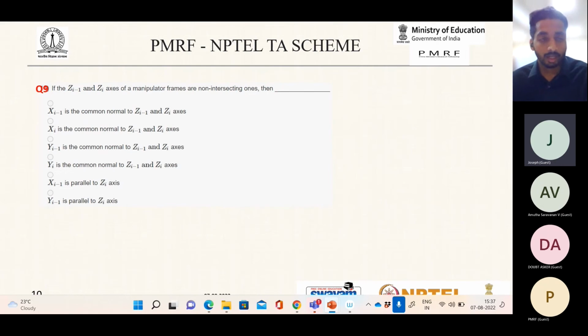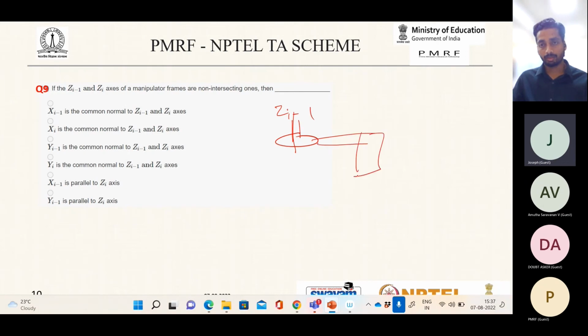Now moving on to the next question. So we have question number 9: if the Zi minus 1 and Zi axis of the manipulator frames are non-intersecting ones, then which of the following options is correct? So if the Zi minus 1 and Zi axis of the manipulator, right? Let us draw an example. So suppose this is Zi minus 1, and we have something here, and here is Zi, right?